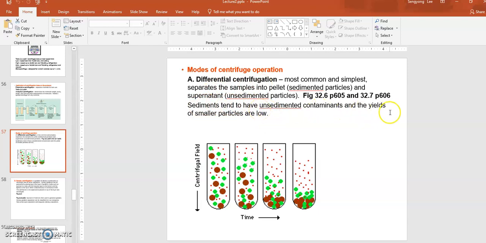unsedimented contaminants, and the yields of the smaller particles are low. Smaller particles will be floating on the top as a supernatant, and the large molecules will be settled at the bottom. So pellet versus supernatant, that's what differential centrifugation is. The initial material will be separated out between the pellet and the supernatant.